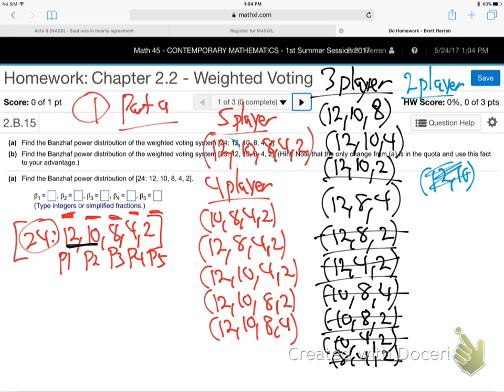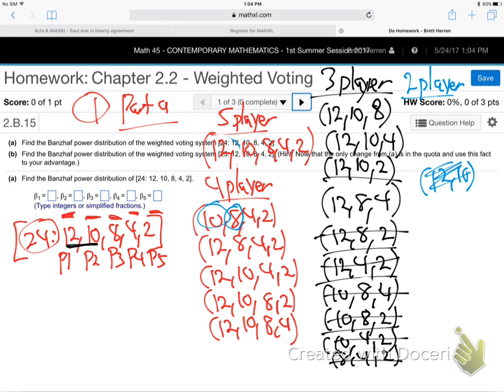Let's go down to 4-player. Okay, so if the 10 doesn't show up, here, let me use a different color. If the 10 doesn't show up, do they lose? I think so. Because if 10 doesn't show up, 8, 4, and 2, they don't make 24 anymore, not even close. If 8 doesn't show up, do they lose? Just 8. 10, 4, and 2 they don't make 22.